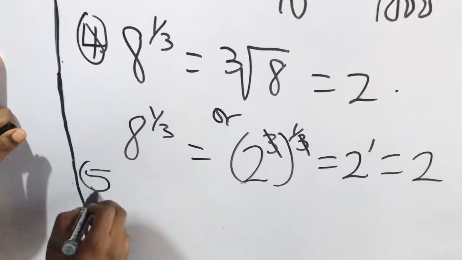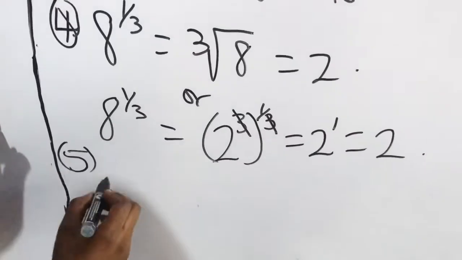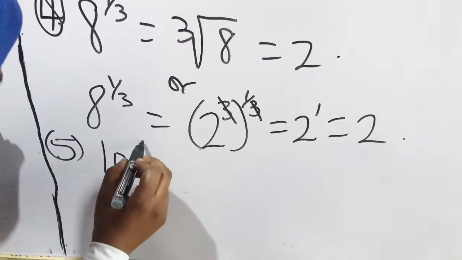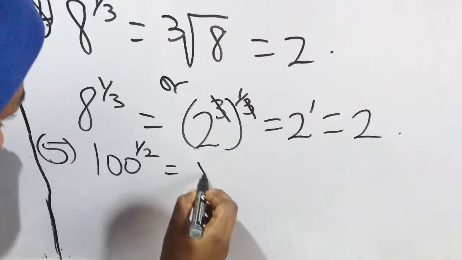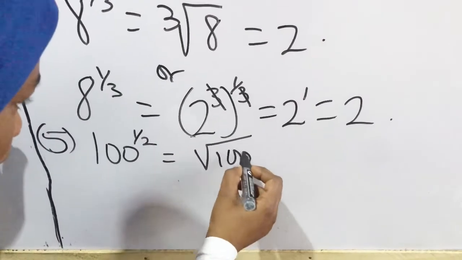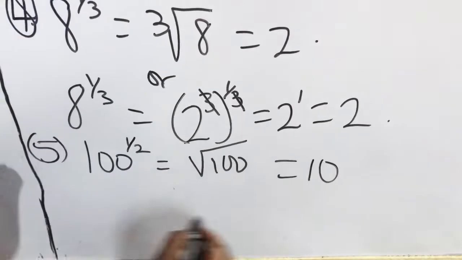Number 5. 100 raised to the power of 1 over 2 will be equal to the square root of 100, and that is equal to 10.